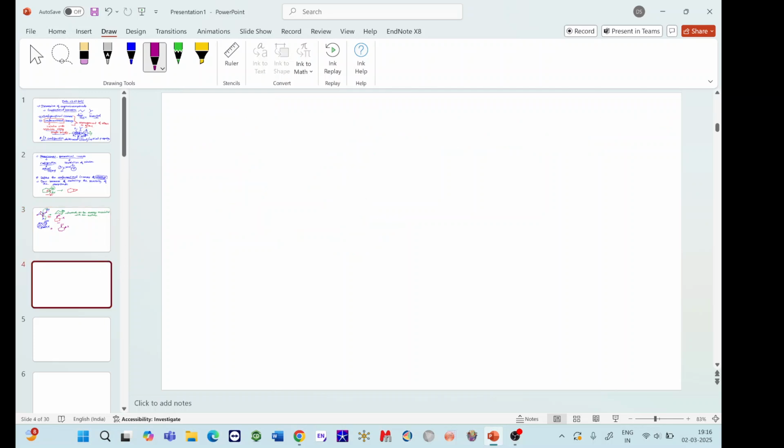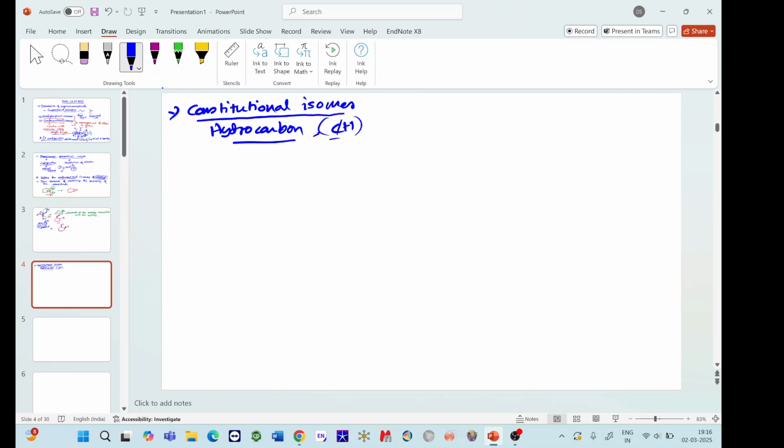So now, let us start with constitutional isomer. Okay. So how can you represent a hydrocarbon? Hydrocarbon is mainly based on carbon and hydrogen. These two are the main components. Now let's say you want to draw this one. That is a propane molecule. So propane looks like CH3, CH2, CH3.